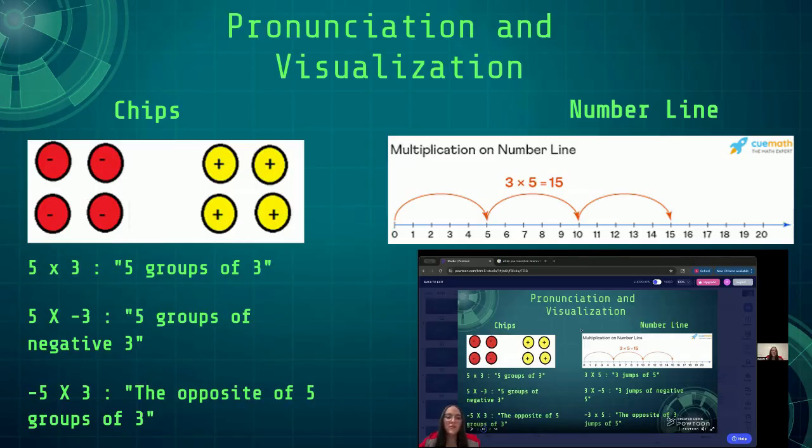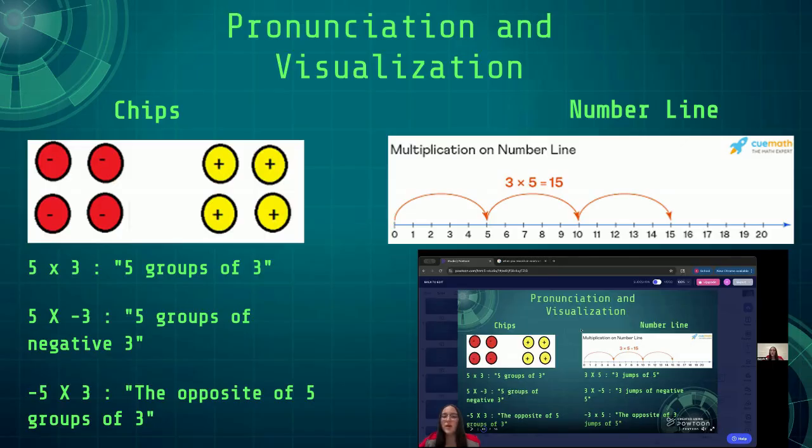So 5 times -3, draw 5 groups of -3. -5 times 3 is a little bit different. Whenever we have a negative in the first number, it is pronounced as the opposite of. So -5 times 3 would be pronounced as the opposite of 5 groups of 3.